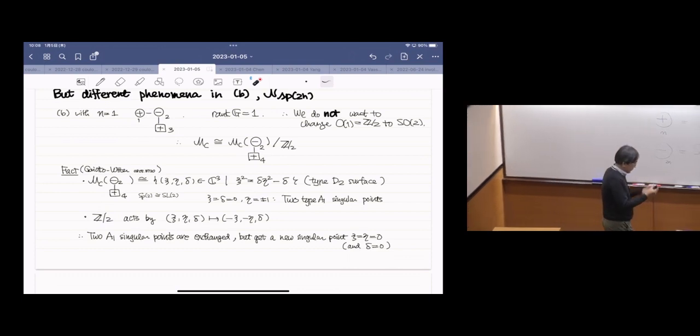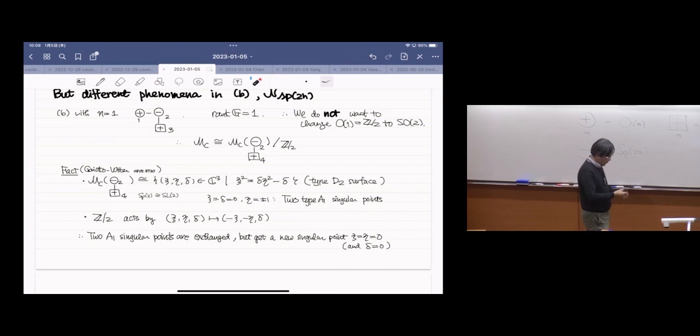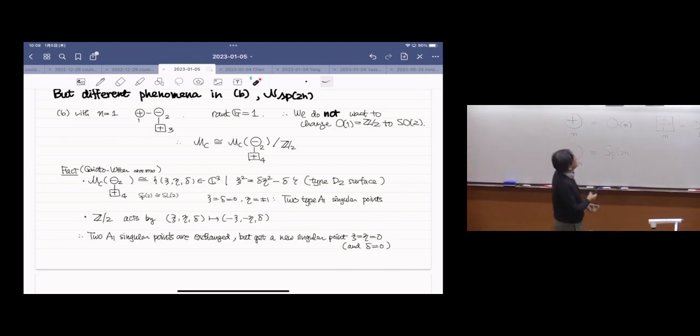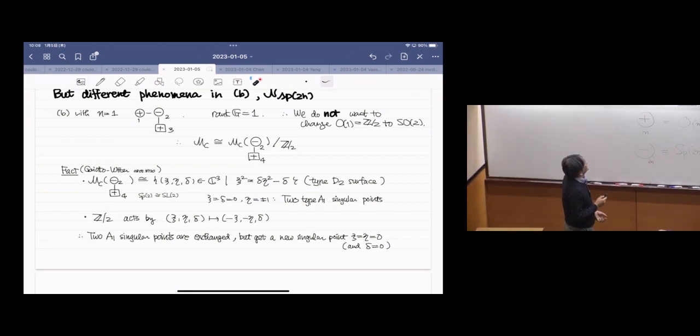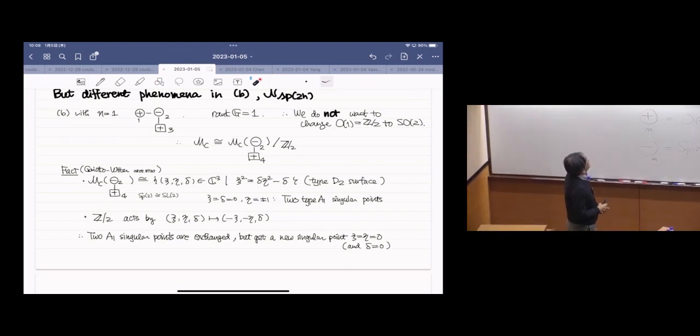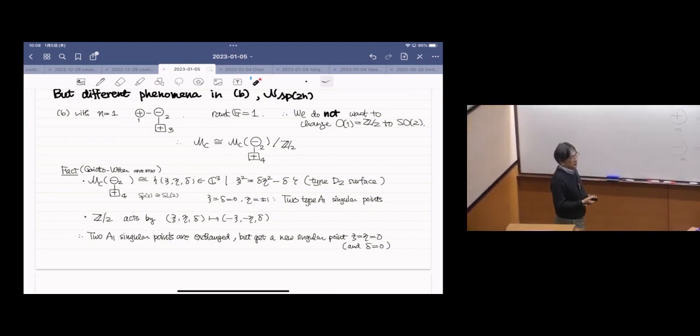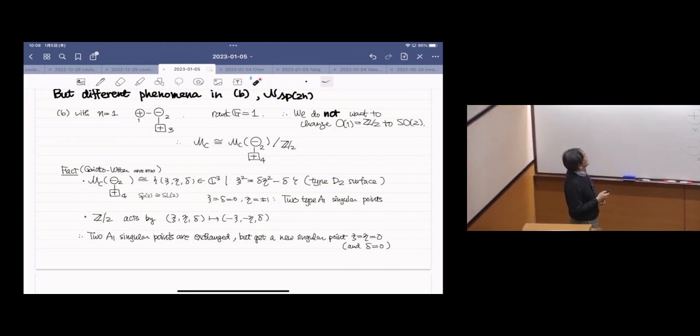So starting from 2 type A1 singularities, you get 1 single type A1 singularity. This is a good sign because we want to have type A1 singularity for the nilpotent cone for sp2. But nevertheless, we get a new singular point at C equals eta equals 0 and delta equals 0, because it's fixed by this. So originally it was a smooth point, but because of this involution you get a singularity.